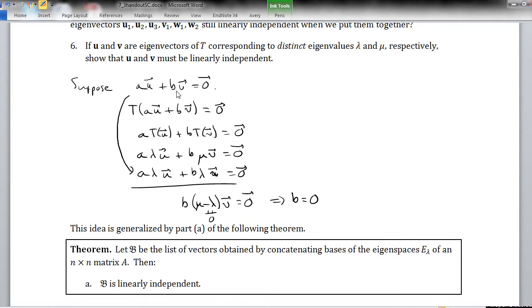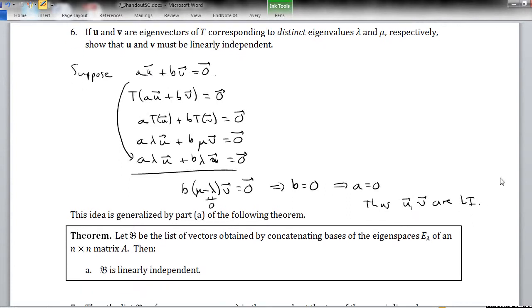And if b is 0, then you just plug it in up here, and because u is not 0, you get that a is 0 as well. So that implies that u and v are linearly independent. That's how it works for a couple of eigenvectors.